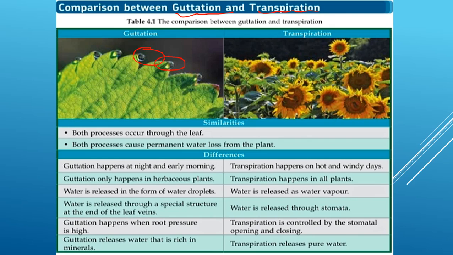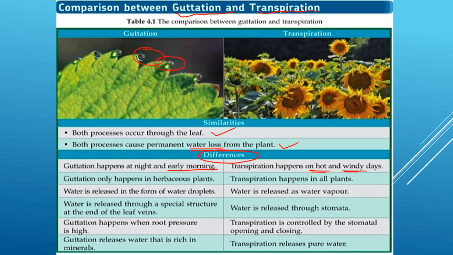So similarities between these two, the first one, both processes occur through the leaf, okay, melalui daun, and then both processes also cause permanent water loss from the plant. The differences between guttation and transpiration: guttation happens at night and early morning, manakala transpiration happens on hot and windy days. Panas dan berangin, senanglah untuk evaporate ataupun transpiration.